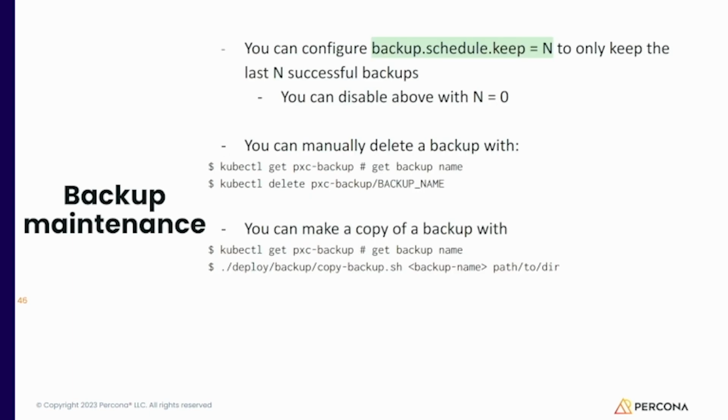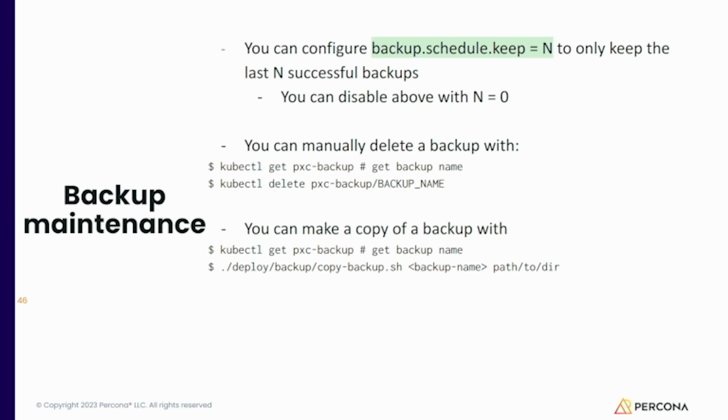Okay, backup maintenance. Likely, and depending on your dataset size, you will only want to have a fixed amount of backups. Otherwise, it will be expensive to keep so many copies of the backup. So you can have a fixed amount of backups by setting backup.schedule.keep equal n, or the amount of backups you intend to have. So only successful backups will count toward that number. With 0, you disable that.